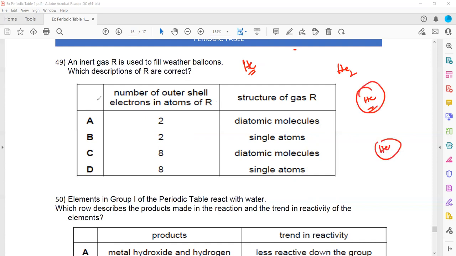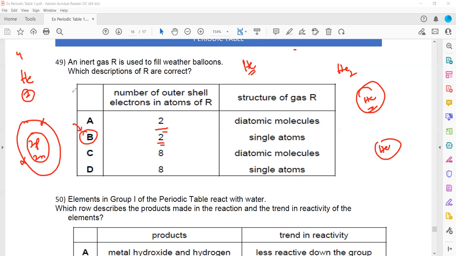And how many electrons? If you check the periodic table, helium has atomic number 2. So 2 protons are there in the nucleus, and 2 neutrons, because 4 minus 2 is 2 neutrons, and there are 2 electrons in the first shell. So the number of electrons in the outer shell, which is its first shell only, is 2, and it exists as a single atom. That's why B is the right answer. The rest will have 8 electrons, but only helium will have 2 electrons in its outermost shell.